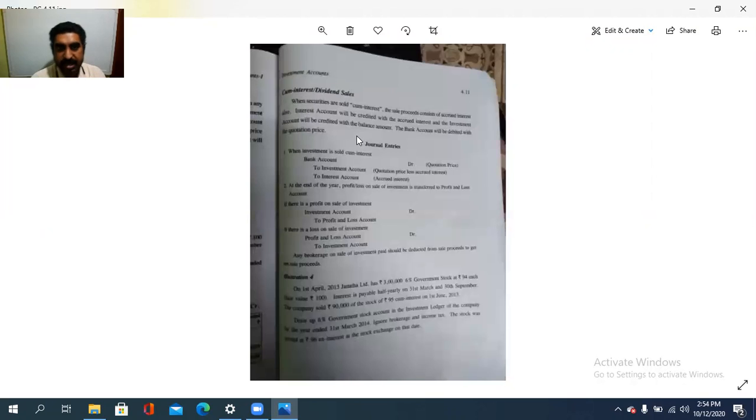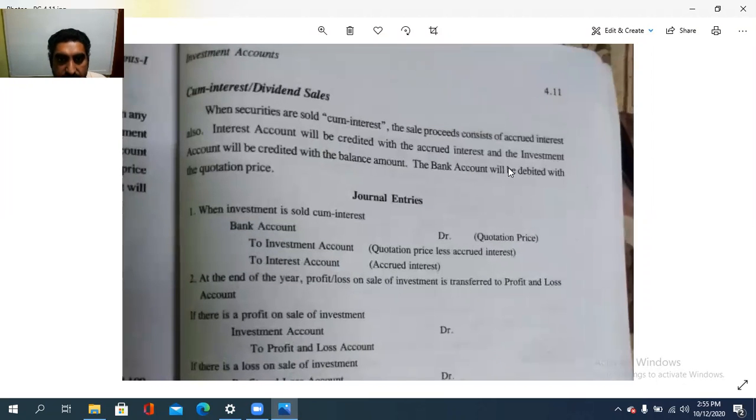Cum-interest or ex-interest sale. When securities are sold cum-interest, the sale proceeds consist of the accrued interest also. The interest account will be credited with the accrued interest, and the investment account will be credited with the balance amount. Cum-interest means including the interest. In such a case, the bank account will be debited with the quotation price.